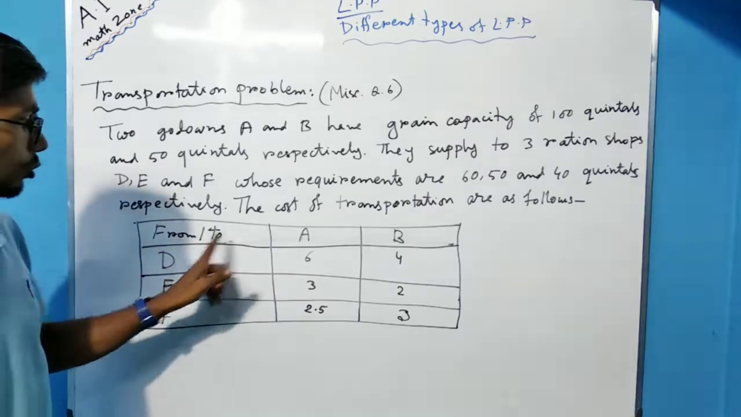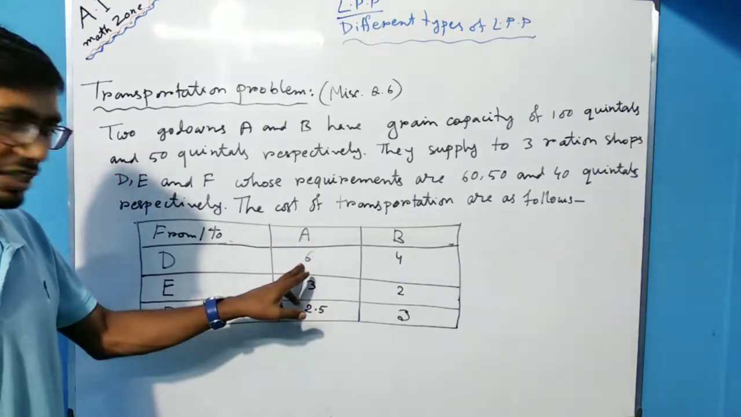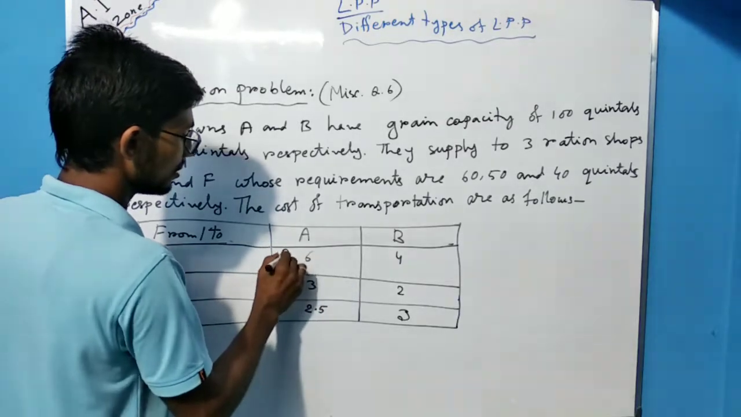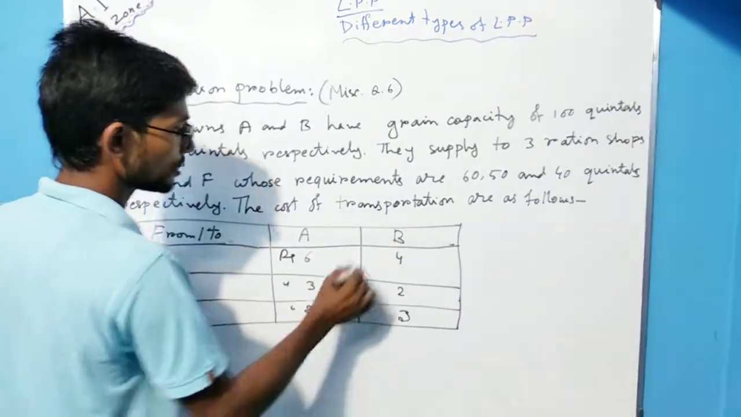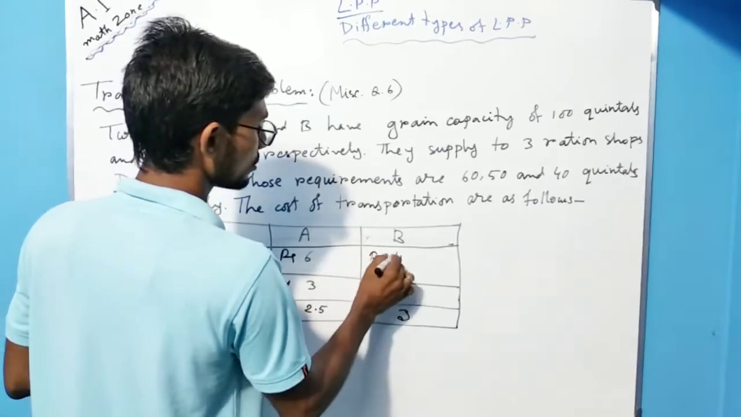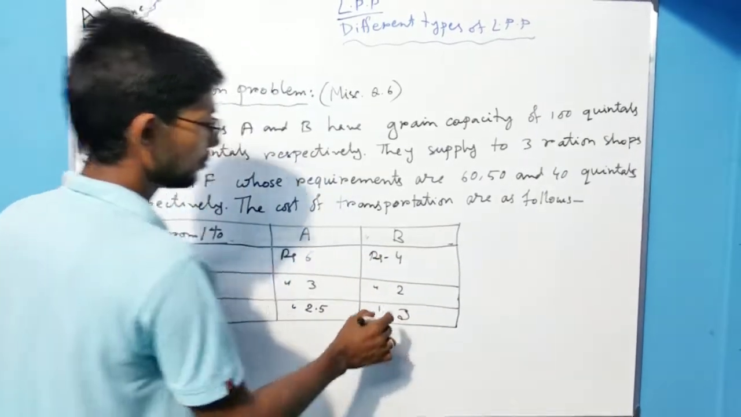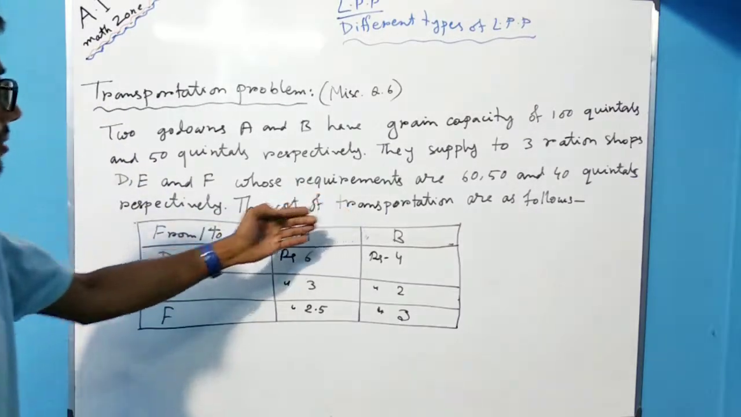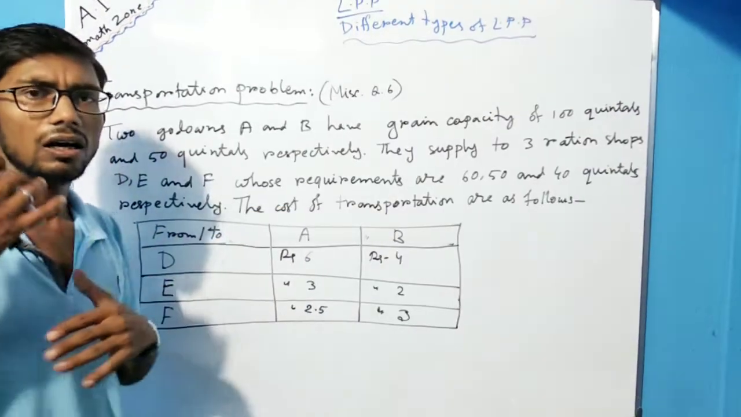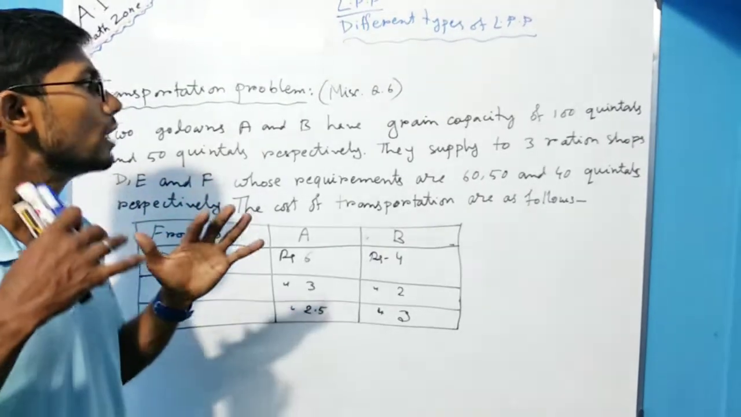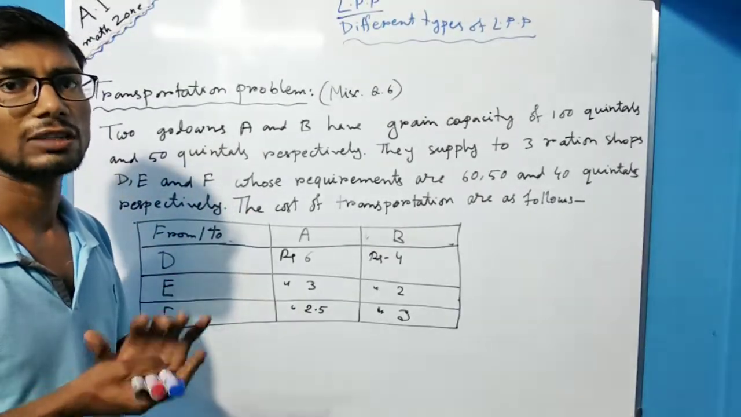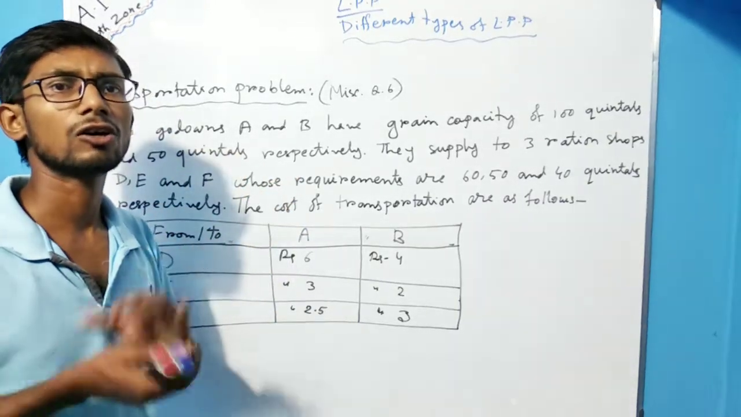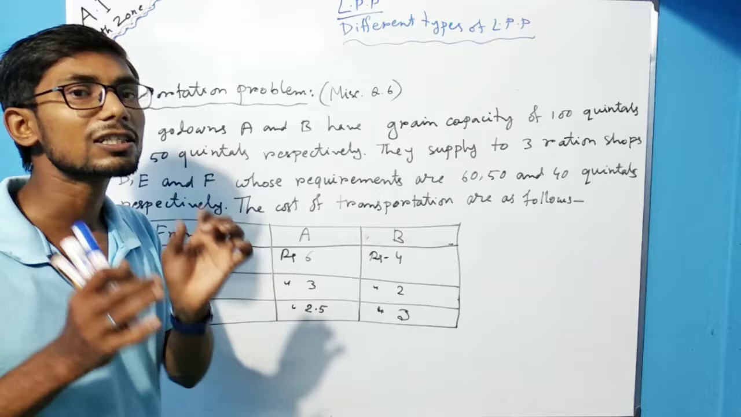From D to A, the transportation cost is 6 per quintal. This one is rupees 6, right? This is rupees 6. This one is also rupees 6. This is rupees 6, 4 and 4, 3, 2, 3, right? This one. So we have to construct the LPP, and we have to solve that. See here, our objective is to minimize the transportation cost.